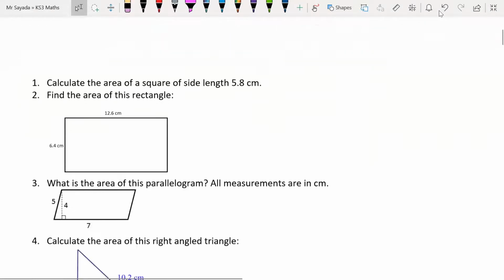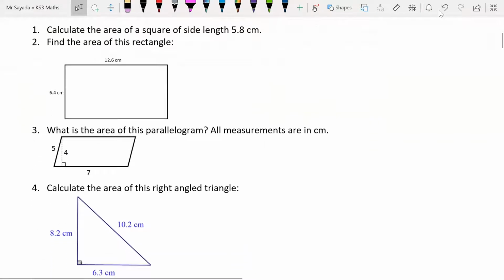Before we start that, please pause the video and do these examples. Pause the video while you do that, press play once you've done them. You should have now done these 4 examples, so let's go through them one by one. Please mark your work as I go through them.